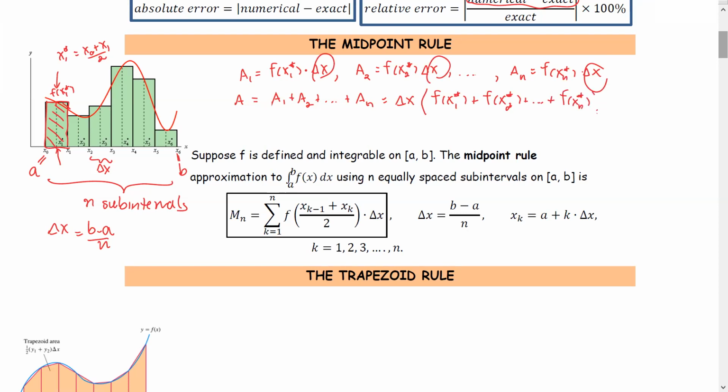So the midpoint rule approximation to the integral from a to b of the function f of x with respect to x can use the formula M sub n, with M for the midpoint and n as the number of subintervals, as the summation of the function at each midpoint multiplied by the width, which is delta x, where delta x is (b minus a) over n.